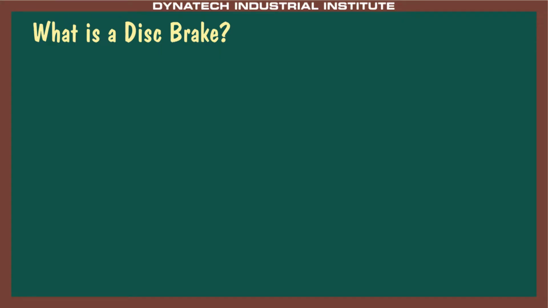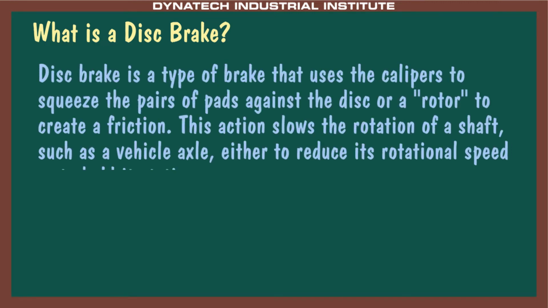What is a disc brake? A disc brake is a type of brake that uses calipers to squeeze pairs of pads against a disc or a rotor to create friction. This action slows the rotation of a shaft, such as a vehicle axle, either to reduce its rotational speed or to hold it stationary.